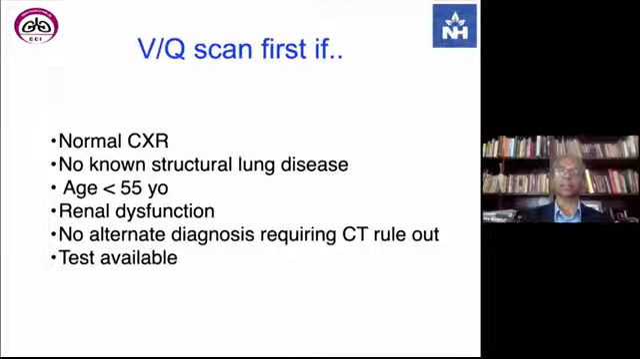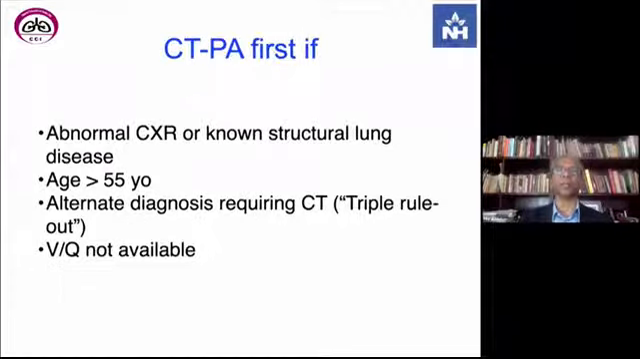In a younger person, if a person has renal dysfunction and you don't want to use contrast, and if you don't have an alternate diagnosis as a strong possibility requiring a CT rule out, we use something called a triple rule out, which looks for MI, which looks for dissecting aneurysm, and which looks for acute PE, all in a single CT angiogram, which looks at a coronary angiogram, looks at an aortogram, and looks at a pulmonary angiogram, all in the same CT scan, doing it at different times. And of course, the most important is a VQ scan should be available.